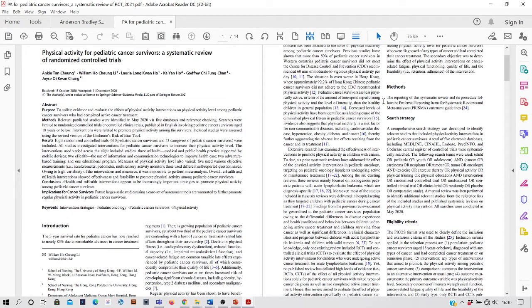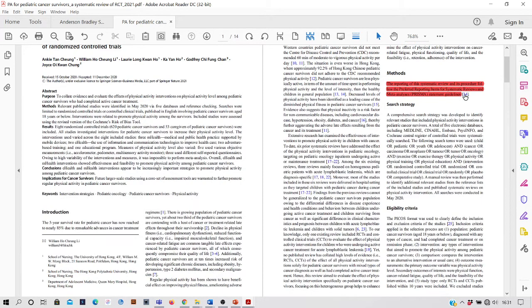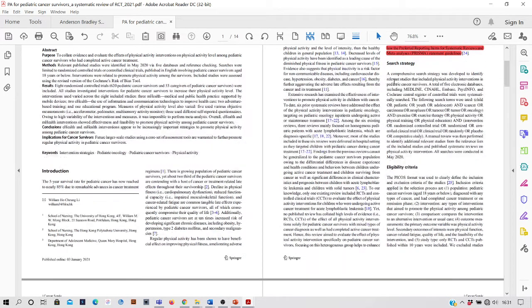In the method section, one of the first things you would expect to see is mention of the Prisma statement guidelines, and obviously you need to reference that. And then here you can see in the search strategy subheading, they've used a total of 5 electronic databases.